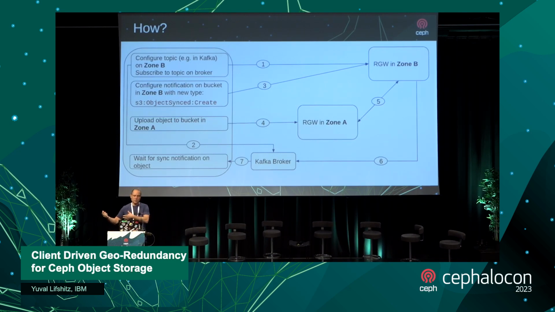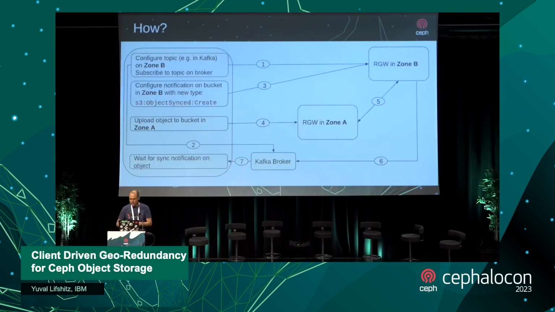Well, then you upload the object. You upload the object to your main zone, let's say zone A. In this case, syncing is happening. Zone B knows about this object. Object is successfully synced, and then a notification is sent to whatever topic that you configured, let's say a Kafka topic in this case. And then you, the client, or the user needs to subscribe to this topic in the Kafka broker and get notification that things are synced. This is the overall process.